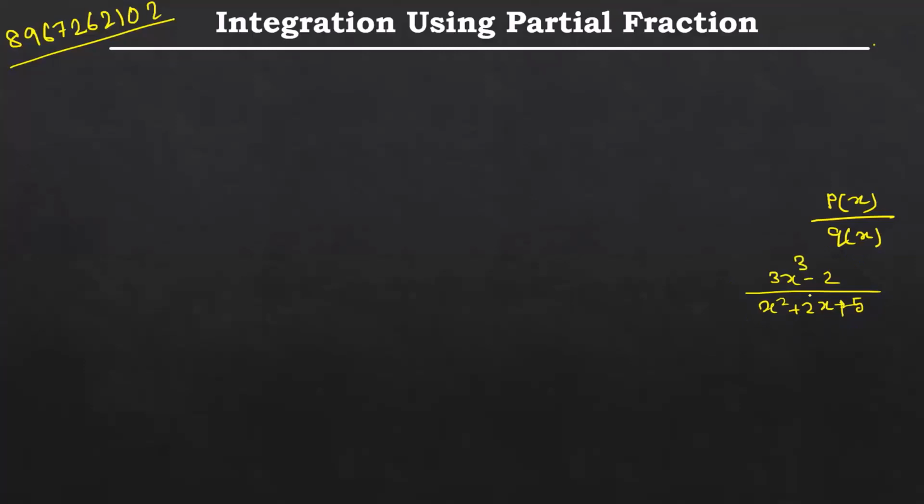Now if x cube occurs here, this is not a proper fraction, this is an improper fraction, and you can make it proper by dividing. That means if you take 3x cube minus 2 over x square plus 2x plus 5 and divide, you get some quotient and another remainder. This remainder will be of lower degree than the divisor, and in this way you can make it a proper fraction.